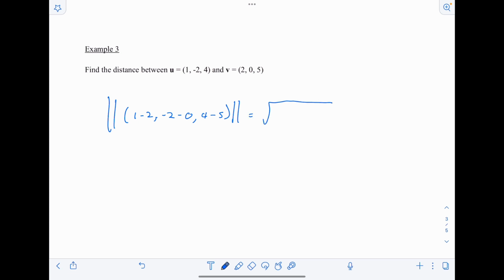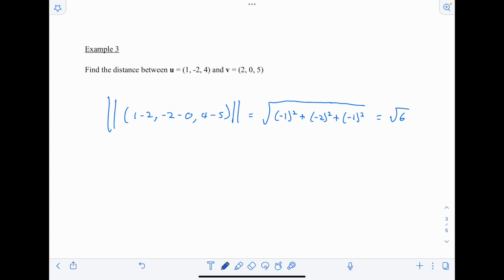So in this case, 1 minus 2 is negative 1, and we square that. Plus negative 2 minus 0 is negative 2, square that. And 4 minus 5 is negative 1, and square that. So we've got 1 plus 4 plus 1, which is 6. And so the square root of 6 is the distance between those two vectors.